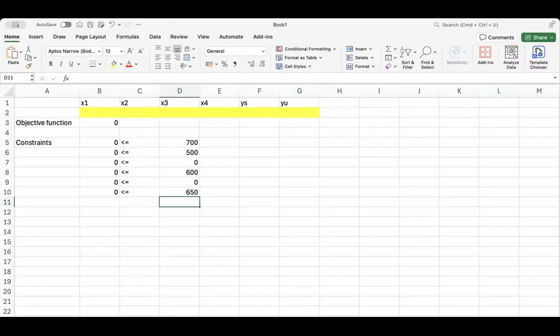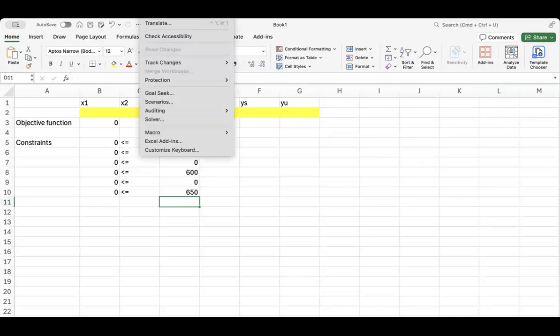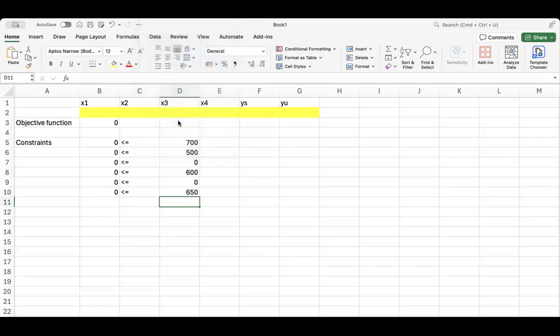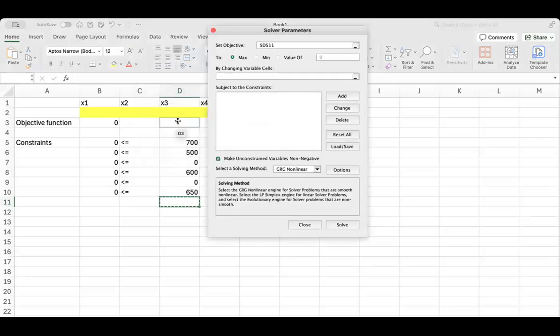So if you finish it, I don't know where your solver is, but for me it's under the menu of Tools, in Solver. But in your case maybe somewhere else. Once you select the solver, you will see this window.